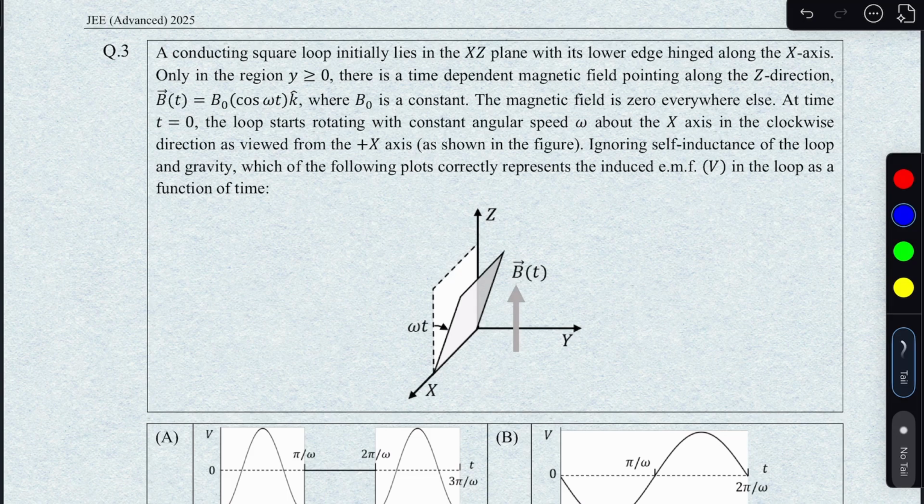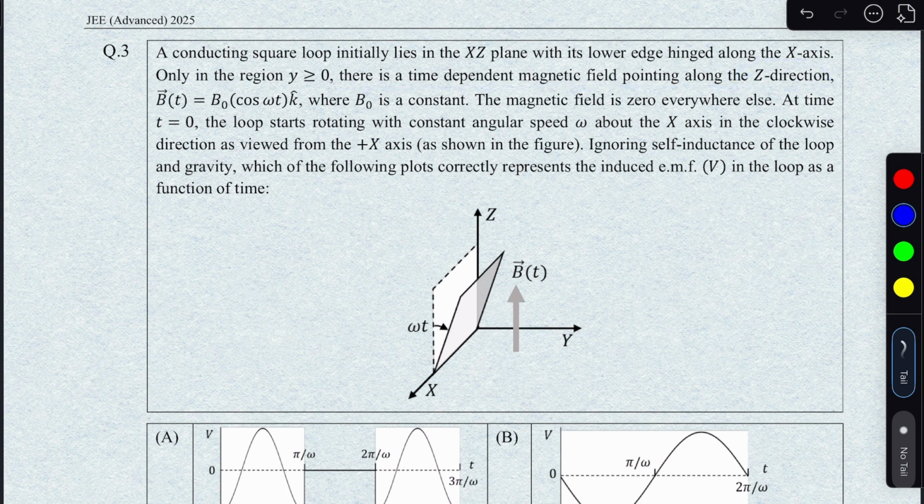This is the third question of JEE Advanced 2025 paper 1. In this question, it is given that there is a conducting square loop initially lying in the xz plane. So it is like this, with its lower edge hinged about the x-axis. Only in the region y greater than 0, there is a time-dependent magnetic field pointing about the z direction.